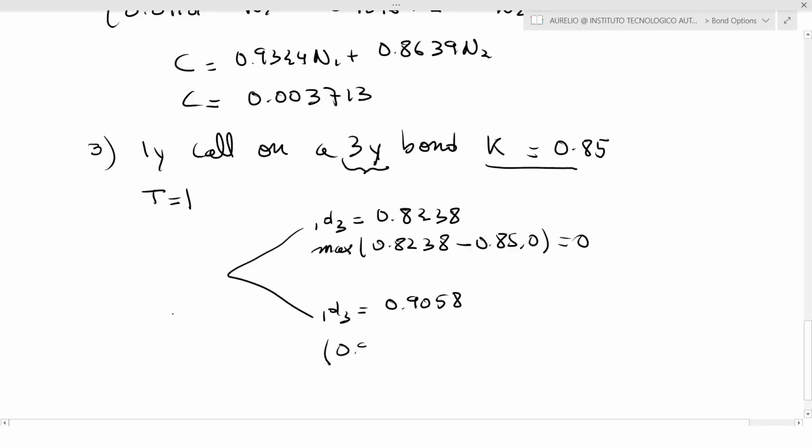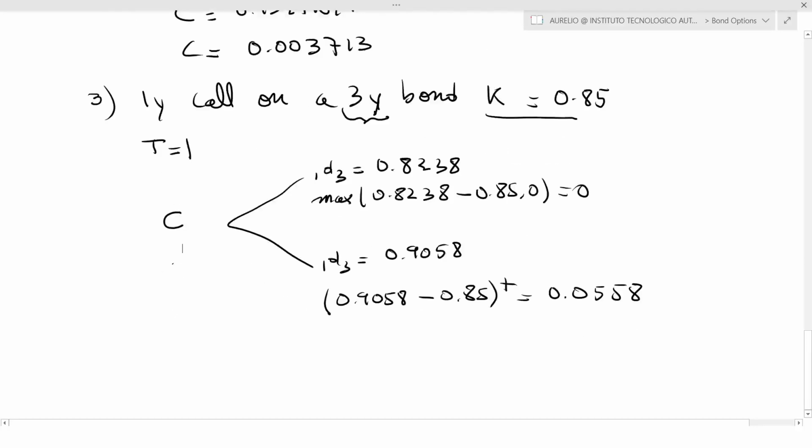And in the down scenario it is 0.9058 minus 0.85. The positive side of this is going to be equal to 0.055. And now the question is, what's the price of this call option at time t equals 0? So now I'm going to use the replicating strategy.